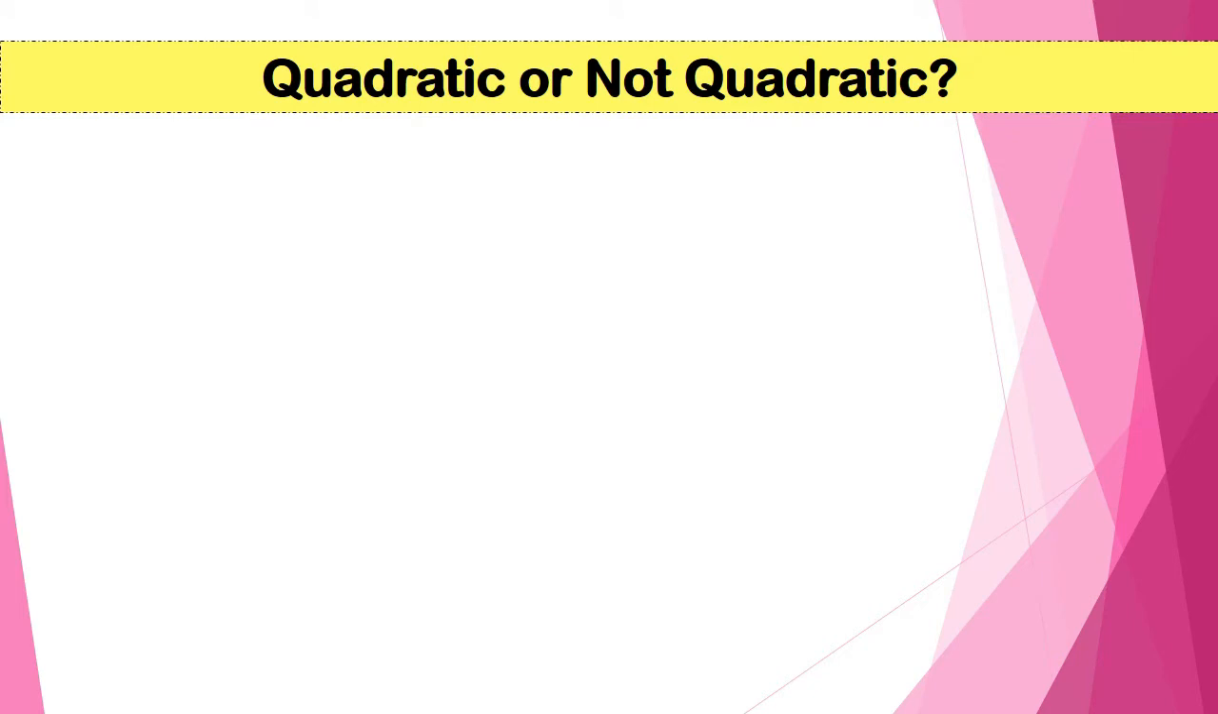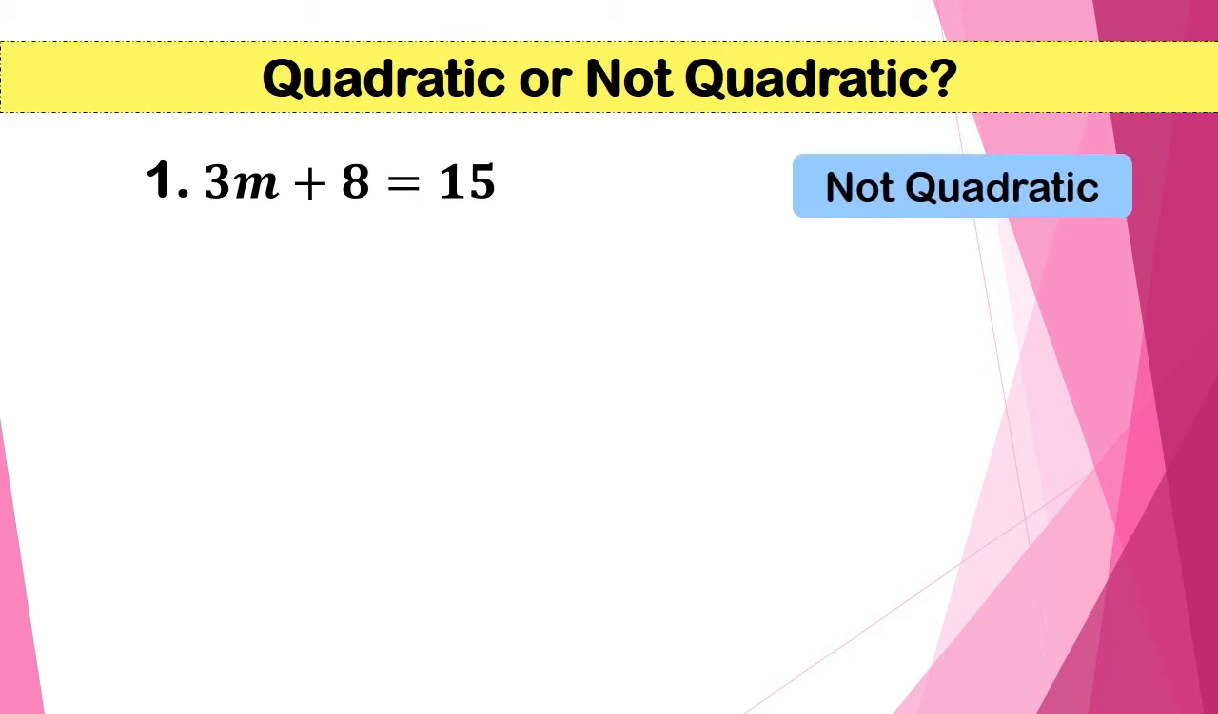Example, what we are going to do here is to identify if the given example is a quadratic equation or not quadratic. If not, why? Number 1, we have here 3m plus 8 equals 15. So as you can see on the given example for number 1, the only variable that we have here is m. And the exponent for m is imaginary 1. So therefore, this example is not a quadratic.